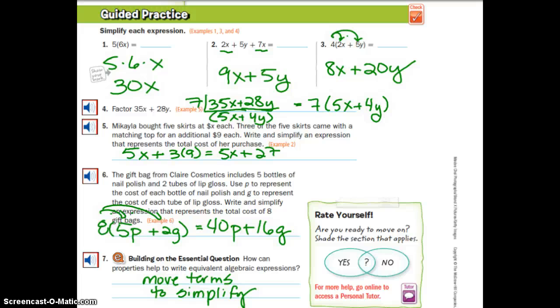So again, how does this help you? The properties help you to move terms around so that you can simplify equations. The whole point of getting these is to get them into their lowest form so that when you do understand or you do get a value for the letter, you can then go about solving it.